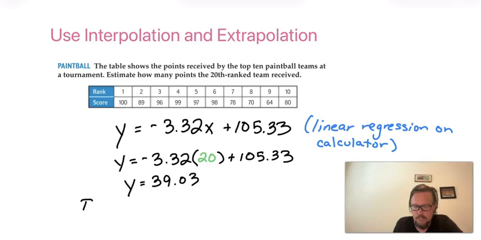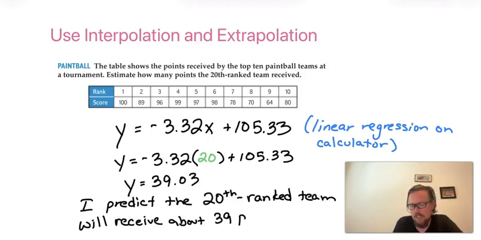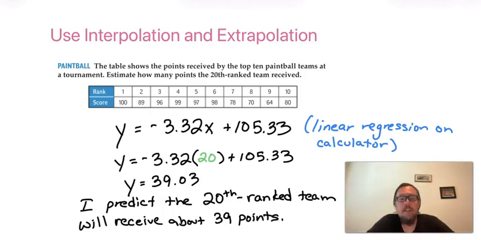So I say I predict the 20th ranked team will receive about 39 points. I assume they cannot get fractions of a point at this tournament because none of the other teams did, so I assume we have to round to 39 points.